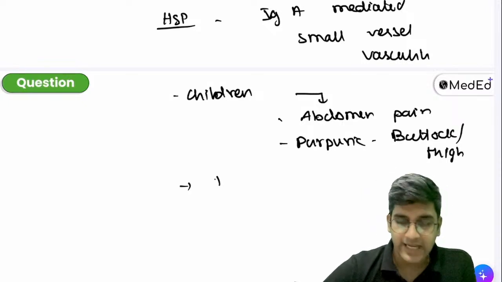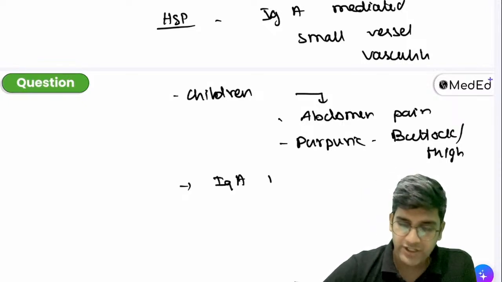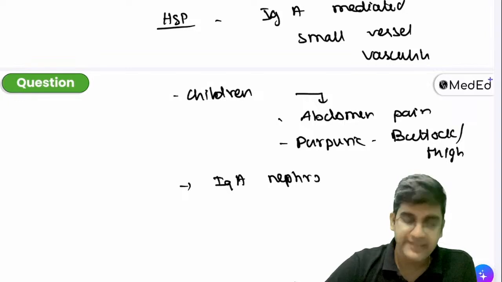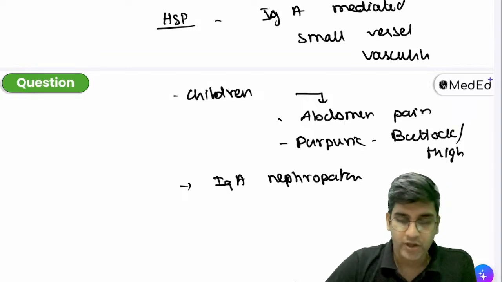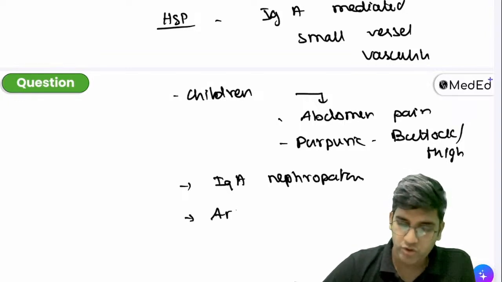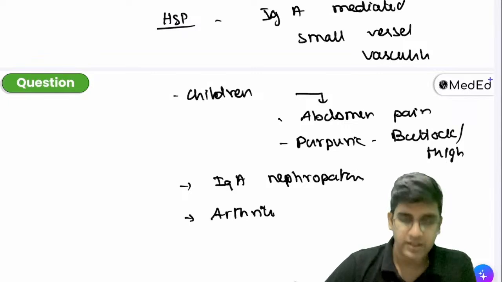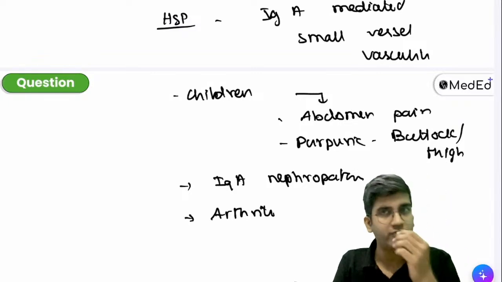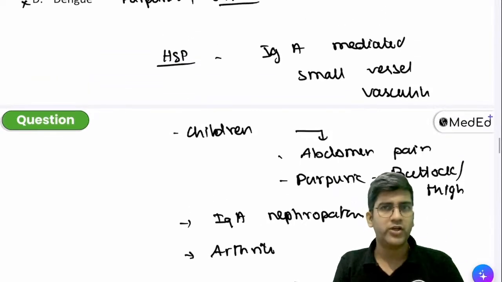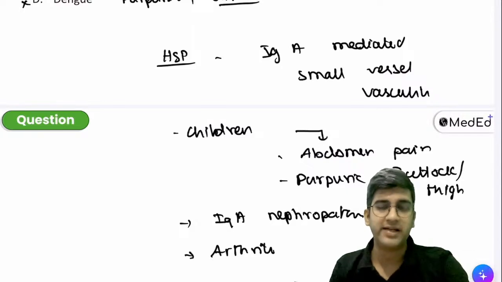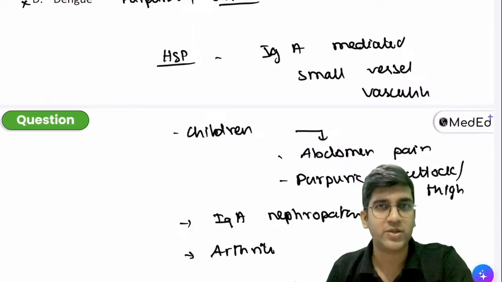Yes, since it's IgA involved, it can form IgA nephropathy. That's why the patient is having hematuria. Yes, it can also cause arthritis. Okay, so all these are classical presentations of Henoch-Schonlein purpura or HSP. You must have read this in pediatrics as well, right? This is a very classical question for an HSP.